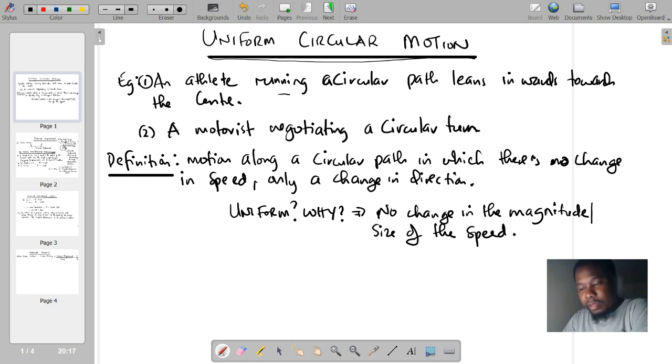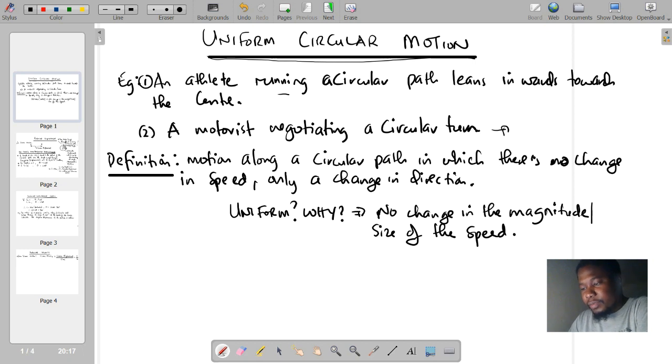The second example that you may have seen in your day-to-day lives is a motorist negotiating a circular turn. When someone is driving a car, and especially when someone is on a motorbike, you see them leaning inwards as they negotiate that turn. It's because they want to maintain their circular movement.